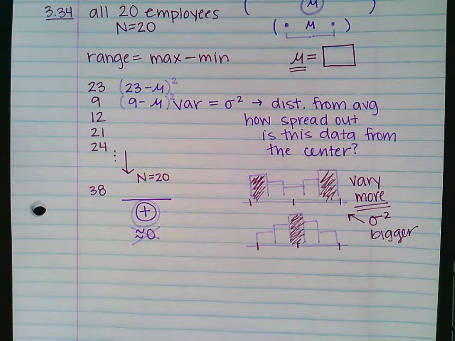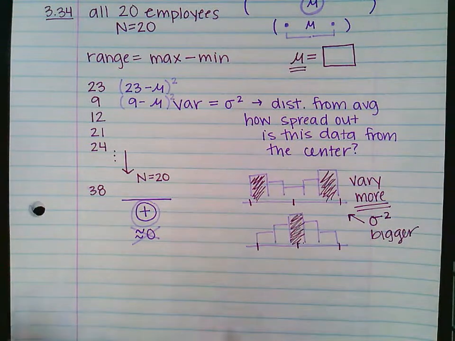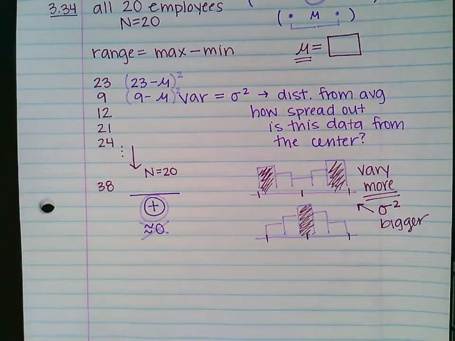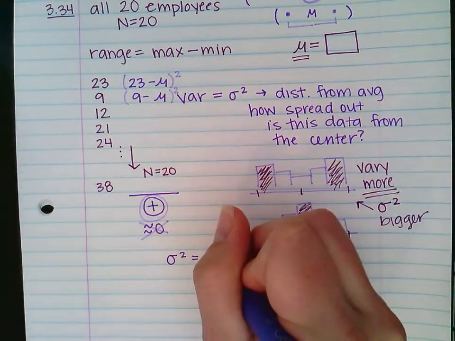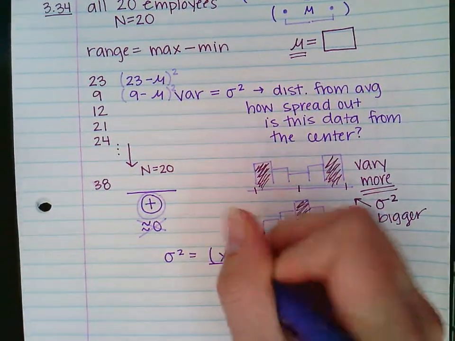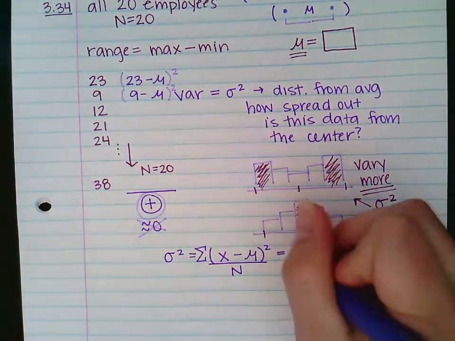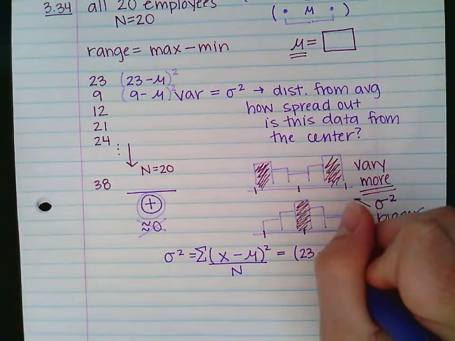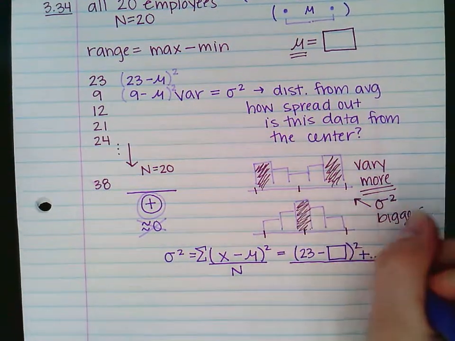And so that's why our variance equation, and it gives it in the book a little bit funny because it kind of splits it up. But equation wise, usually how we say variance is you take each data value, you subtract out the mean, you square it, and then you divide by n. Then you're going to add all of those up. So like the first one, 23 minus whatever the mean is, squared, plus, all over n.